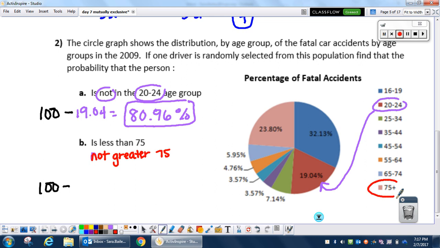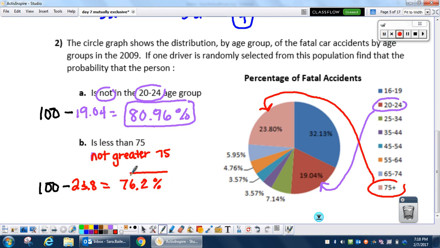Some people think they're not very good drivers. Let's see. Doesn't make up most of it, but it does make up almost 25%, which is going to be 23 and 8/10. So 76 and 2/10% of all traffic accidents are caused by people less than 75, or not greater than 75.